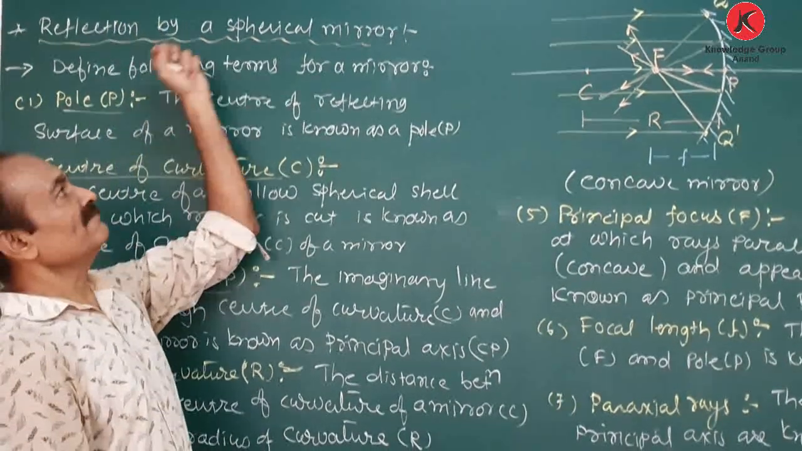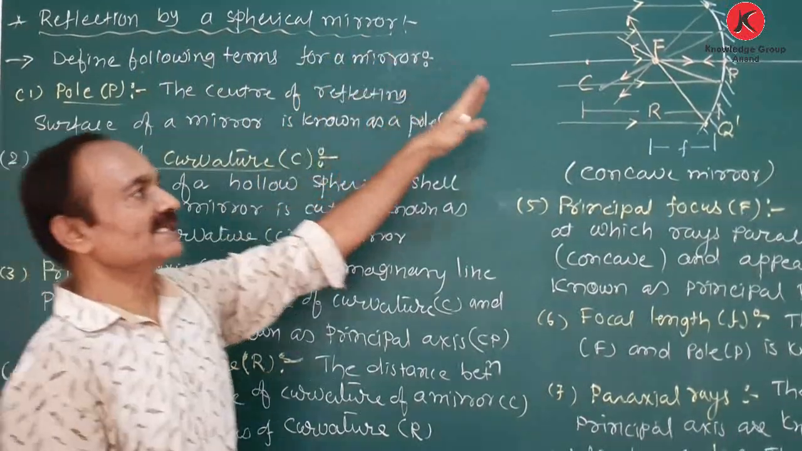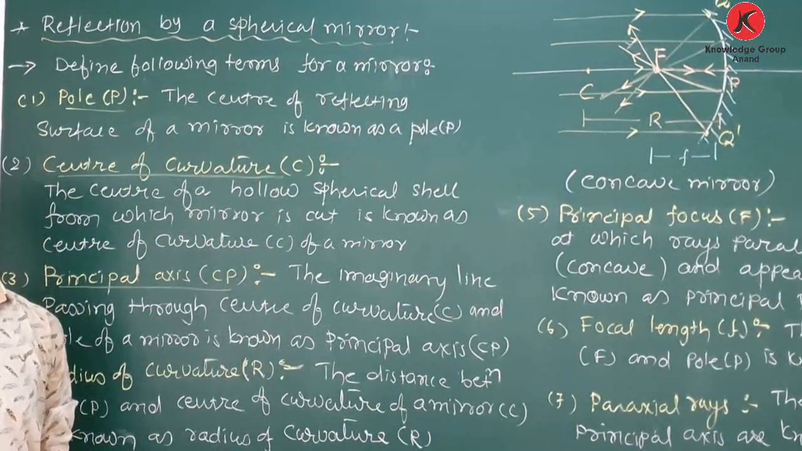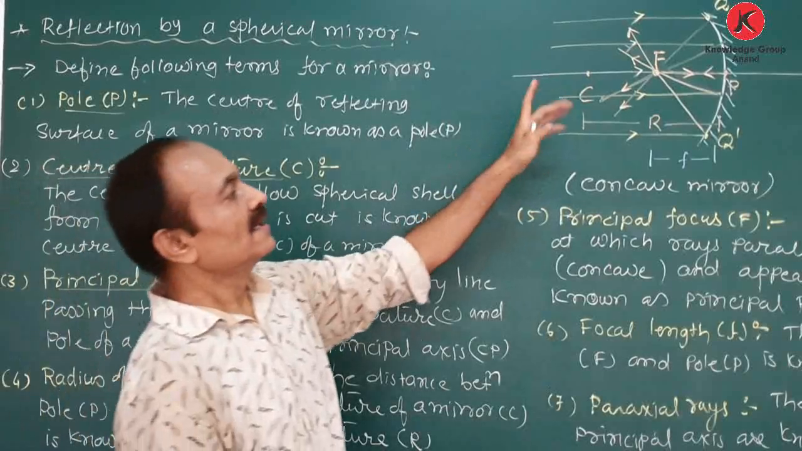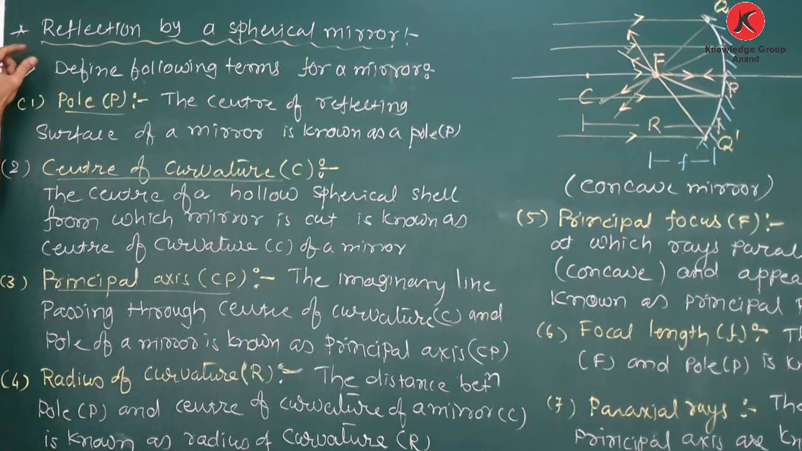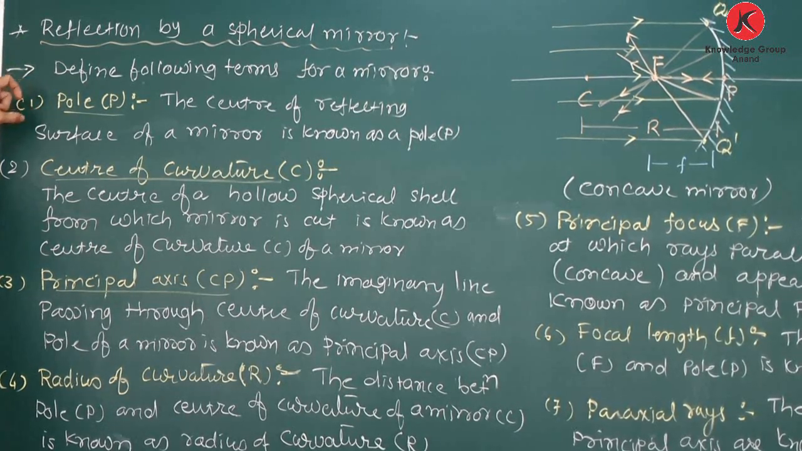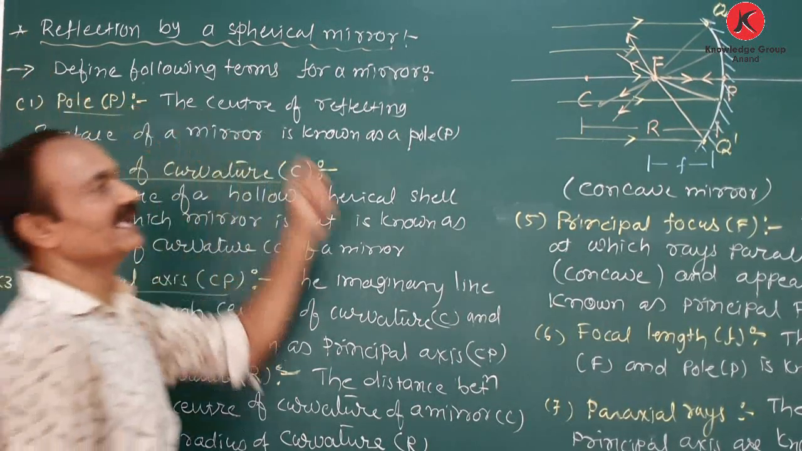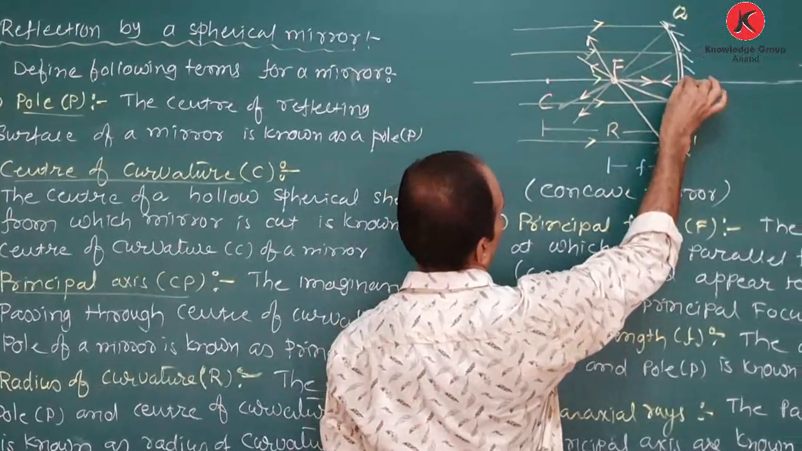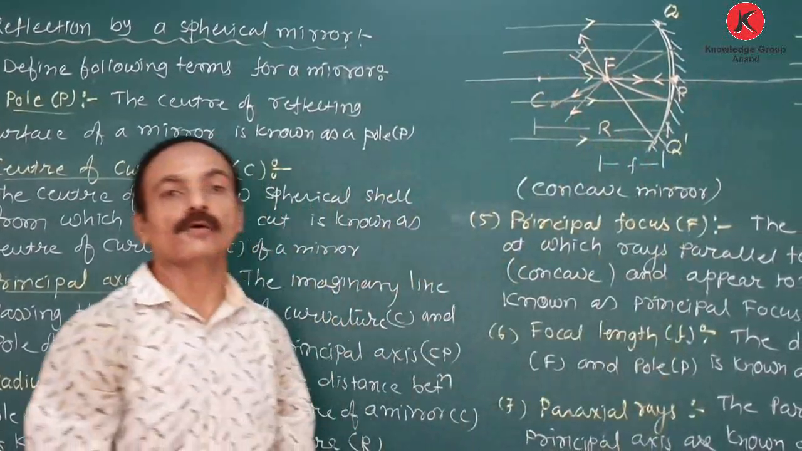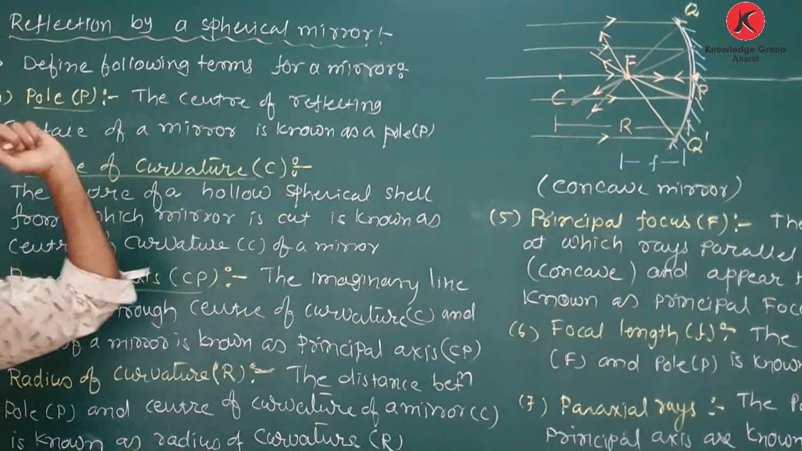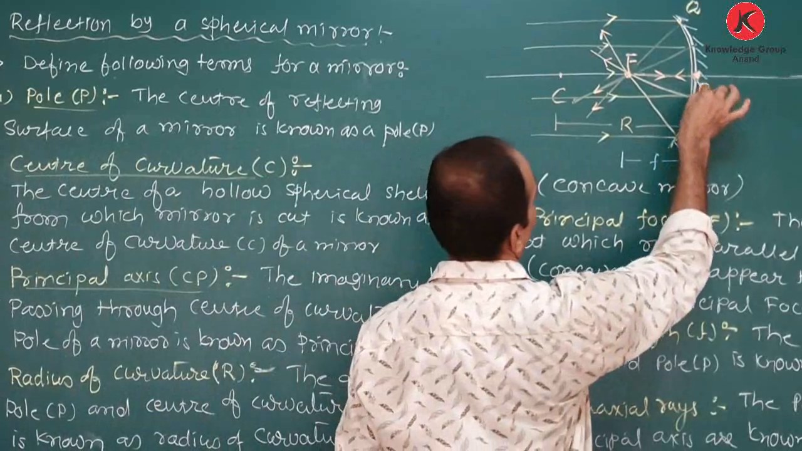Now, for the reflection by spherical mirrors, after discussing the two types of mirror, the concave and convex mirror, some terms we have to define. For that purpose, we have to define the following terms for a mirror. First, what is the pole? The center of the reflecting surface is known as the pole of the mirror.